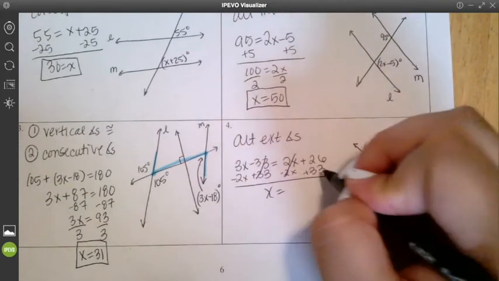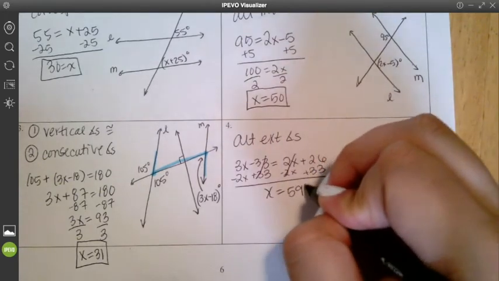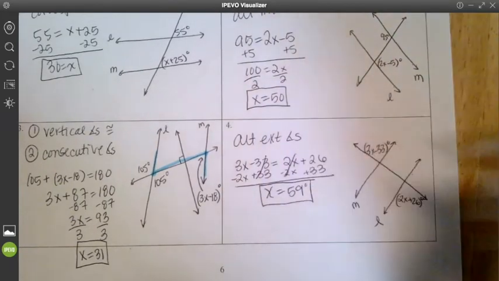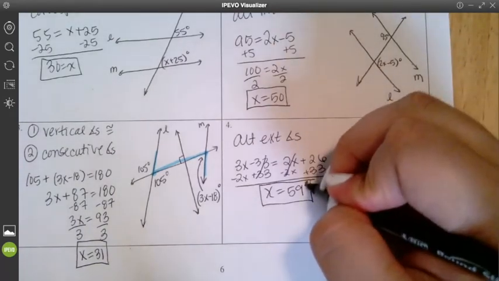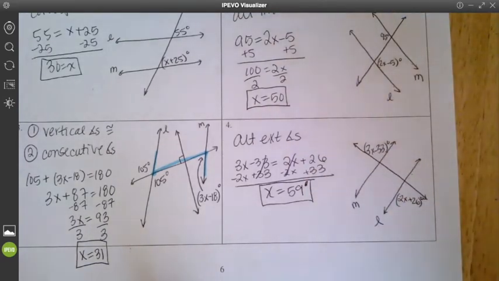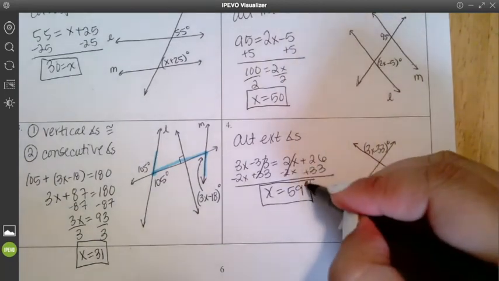X equals 59. We don't need the degree symbol. X is not the angle, it's a calculation within the angle. So we don't need a degree symbol on that.